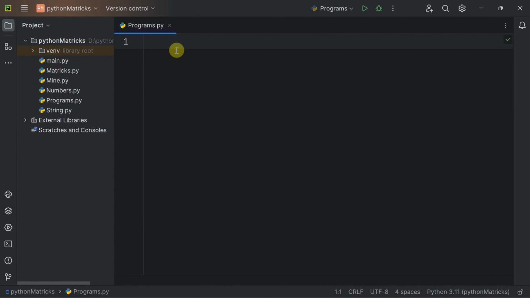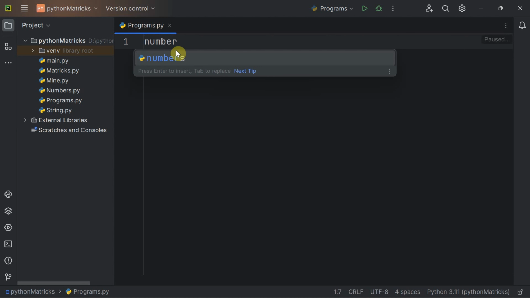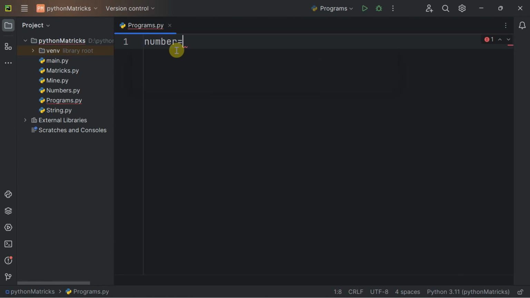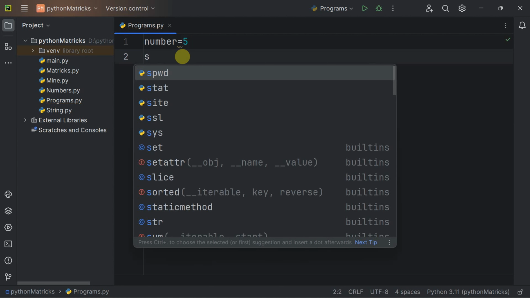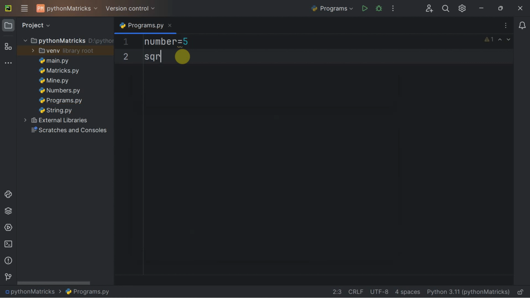So let's start by declaring a variable. Let's call it, for example, number, equal to its initialization value, 5. Then let's declare a variable of square root. For calculating the square root, we are going to use the formula: number, and the exponent operator.